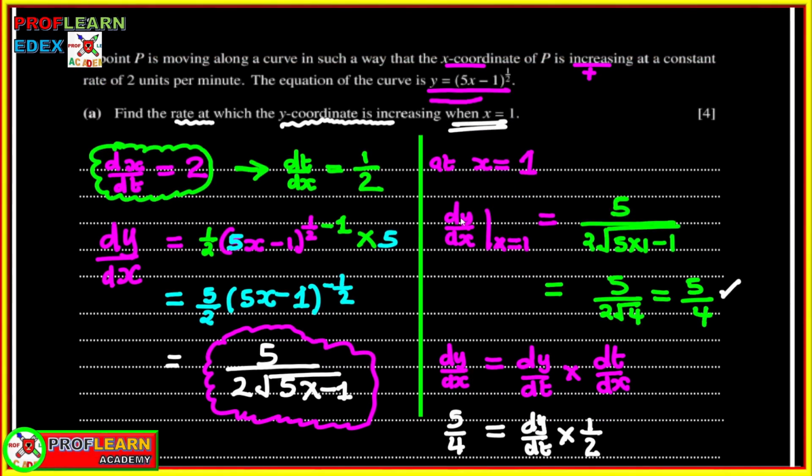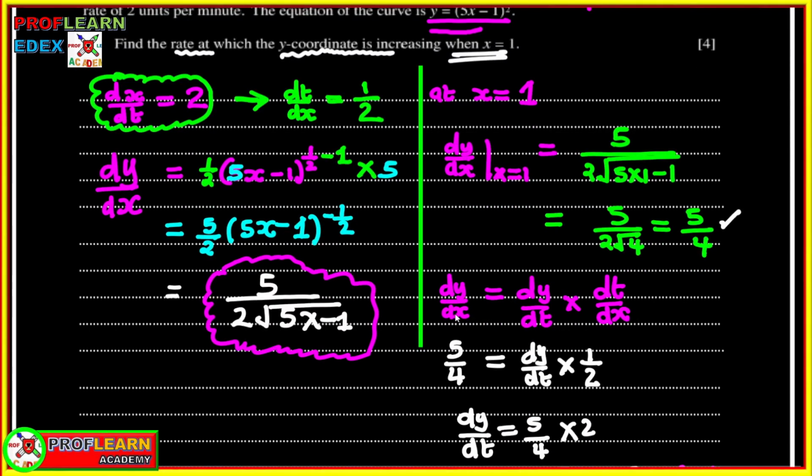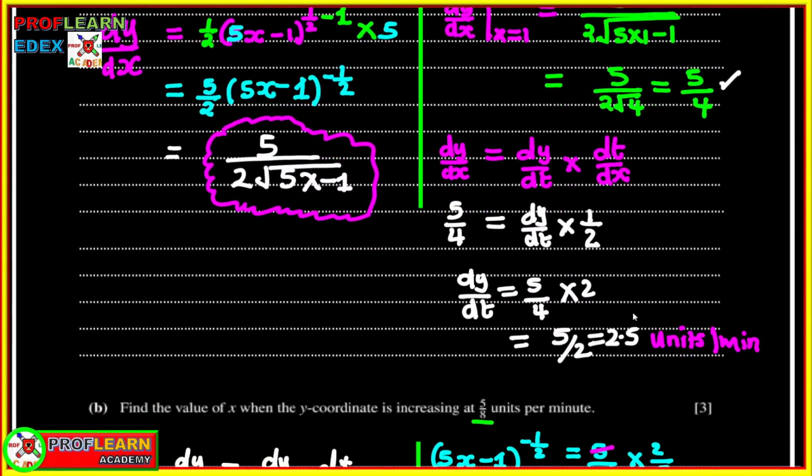Now, because x is 1, we're going to find dy/dx where x equals 1. Substitute, and you are going to get 5 over 4. Then once you have that, you can write dy/dx equals dy/dt times dt/dx. We know dy/dx is 5 over 4. dy/dt we don't know. That's the one that we are looking for, because we are finding the rate at which the y coordinate is increasing. And dt/dx is 1 over 2. Then substituting, we are going to get our dy/dt to be equal to 2.5 units.